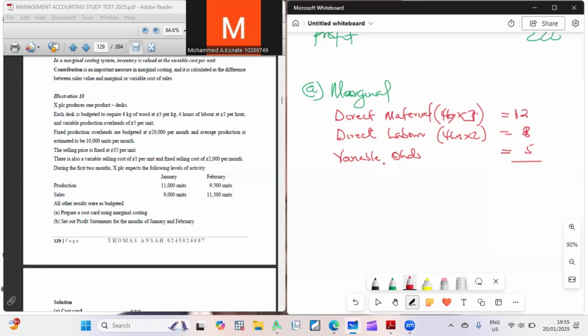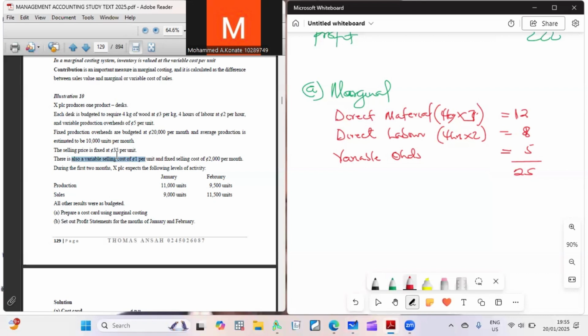How much are you going to get? That's 25, right? That's 25. But we also have another overhead that is there, if you remember. So that one is the, where was it? This is it, the variable selling.